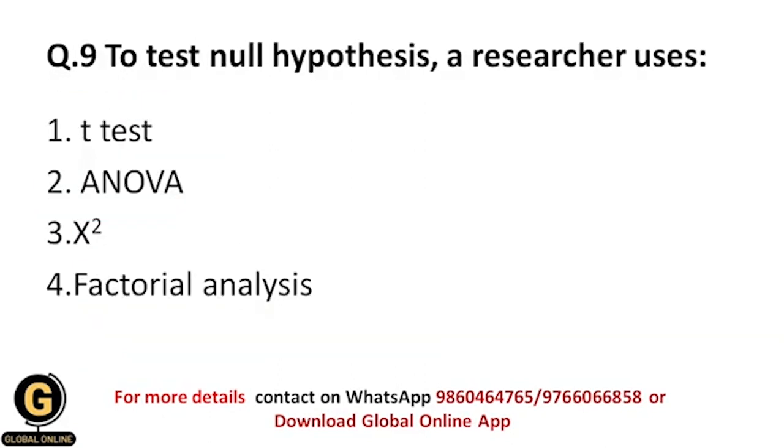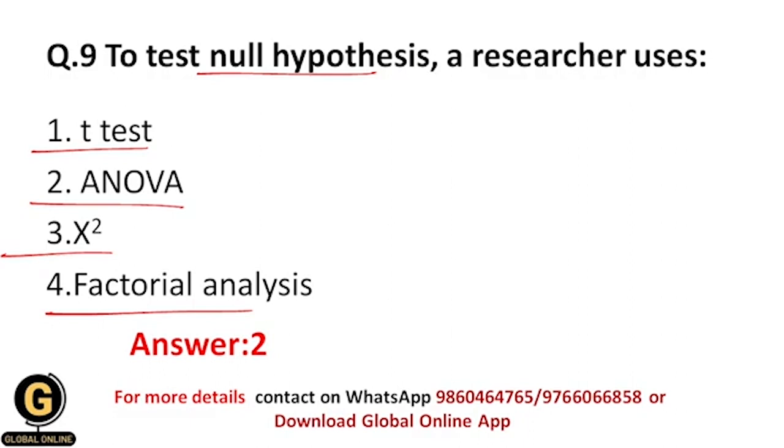To test a null hypothesis, a researcher uses. So whenever I want to test a null hypothesis, then what type of statistical technique should I use? Whether it is t-test, ANOVA, chi-square, or factorial analysis. So in this situation, a researcher uses ANOVA. So let me tell you why.